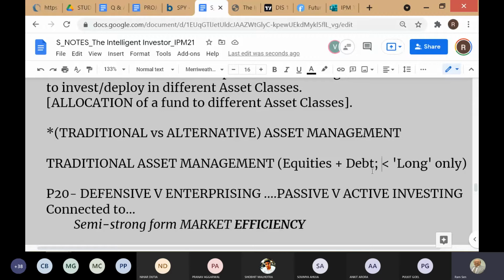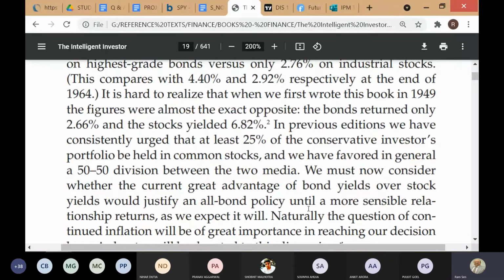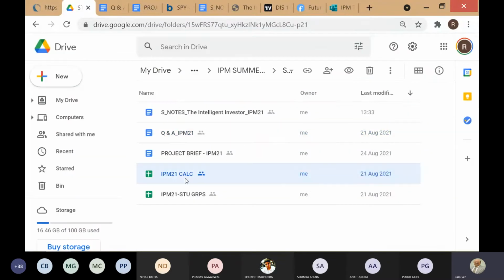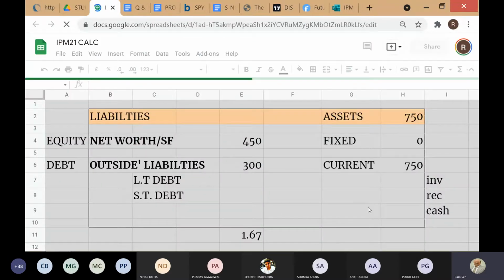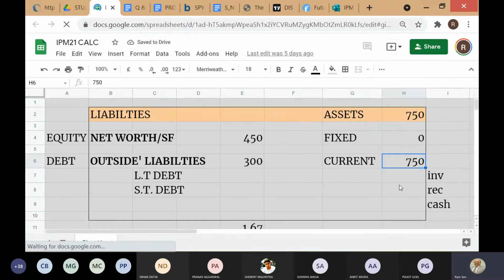Sometimes you'll hear the asset allocation discussion in traditional asset management as equities, debt, and cash. You'll see this here also. So cash is understood because once you get the stock, if we go back to your spreadsheet, this is what is happening: fixed assets, current assets. You have zero fixed assets when you start your fund. The current assets is basically just cash. You start with only cash. Your stocks and bonds will become your inventories. So you start with 750 cash.